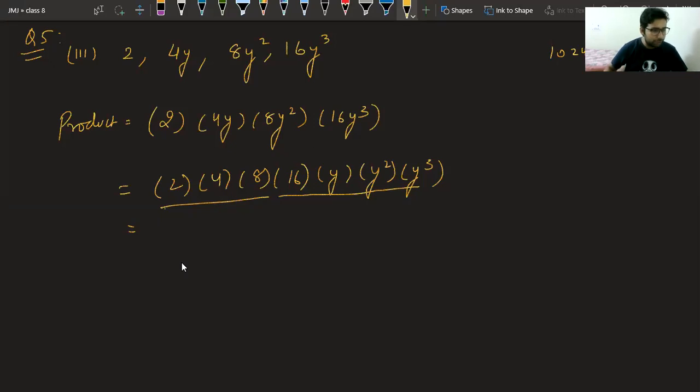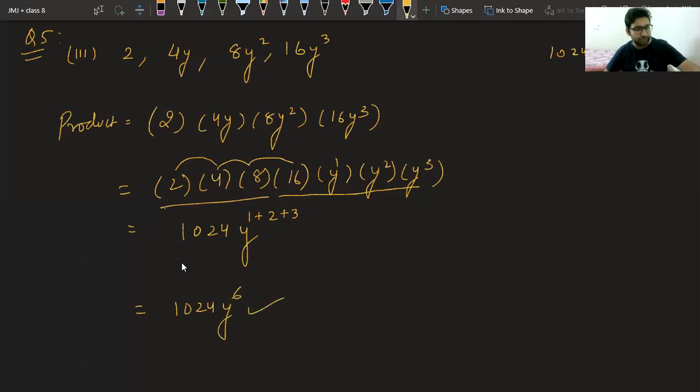Okay, Smriddhi, I think you are correct. Yes, you are also correct, beta. So let me write, 2 4s are 8, 8 8s are 64, 64 16s are, I trust you all, it is 1024. Then we have y power 1 plus 2 plus 3. So the answer is 1024 y power 6. So you all are correct.